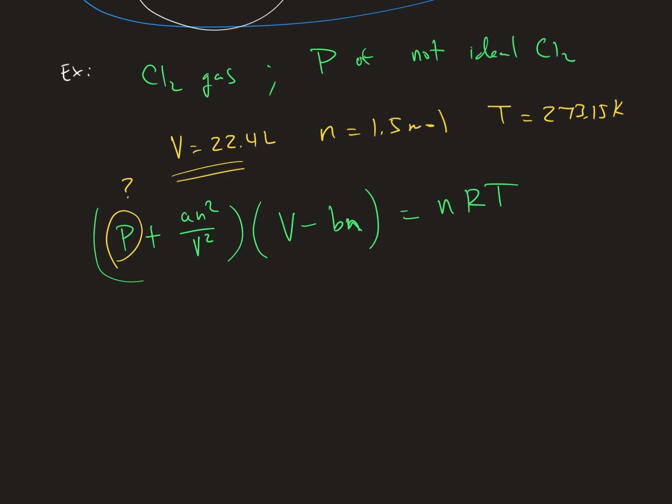Oh yes, let me give that to you. A value is 6.49 and B value is 0.0562. What unit are those in? No units? Well, there's probably a unit. Let's just not worry about it here. All right, after this problem, we'll take a break. Okay?